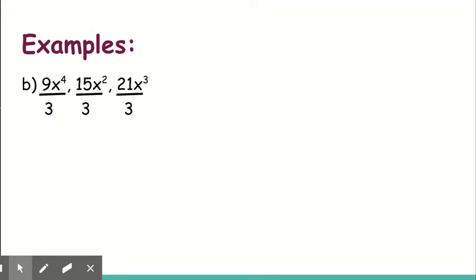And now we need to look at the variables. So the variable with the lowest exponent is the greatest common factor that we're going to pull out. So in this case, it's our x squared. So we're going to pull 3x squared out of each one of these terms. So I'm going to pull 3x squared out of the 9x to the 4. So what we do is we take our 9 and we divide it by 3. So I'm pulling 3x squared from it.